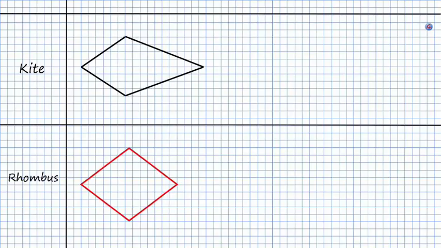So when we're talking about a kite, we're talking about a figure that has two pairs of adjacent sides that are congruent. So we'll say that this side and this side are congruent, and then this side and this side are congruent. So over here, I might say that I have two pairs of congruent adjacent sides.